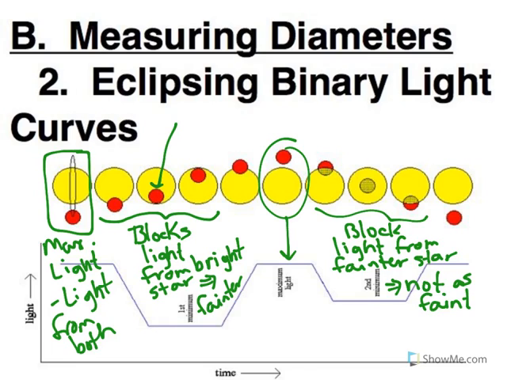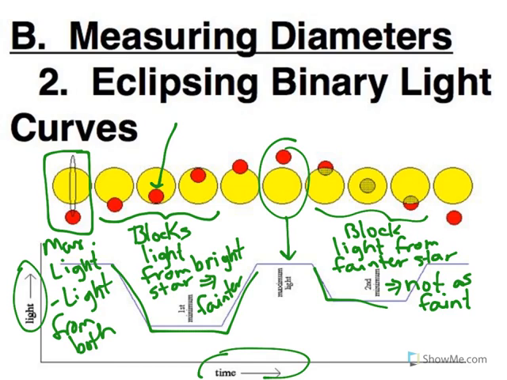Here we're blocking out a good chunk of a really bright star, so the total light is going to drop more. So we get this dip that goes much further down. When we block the light of the fainter star, we get a smaller dip in the light. And so this graph is called a light curve. We're getting how much light do we see versus time.